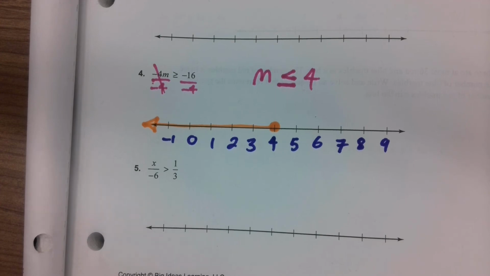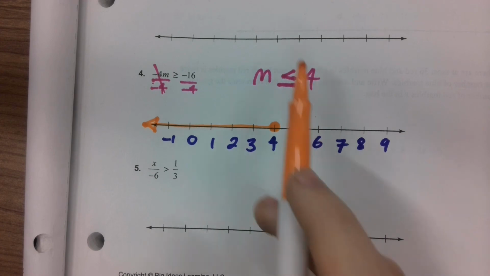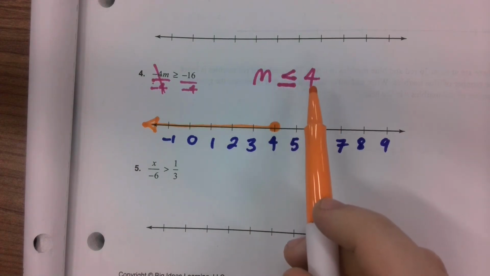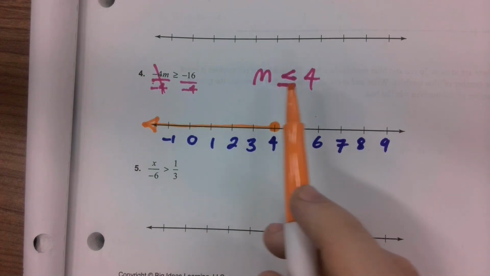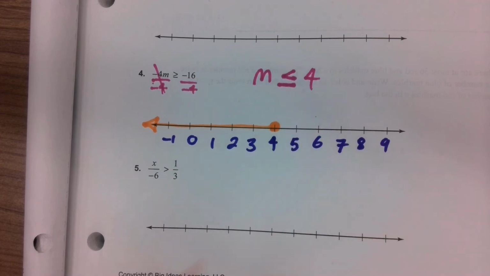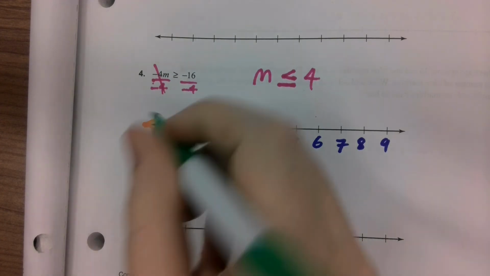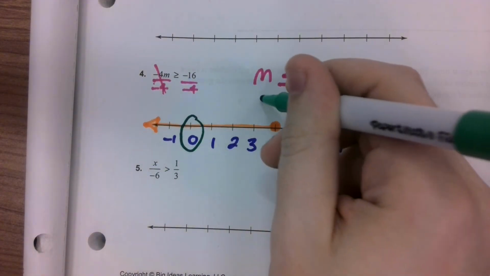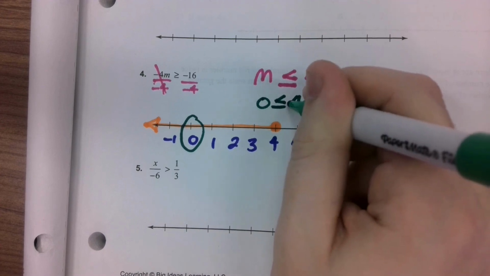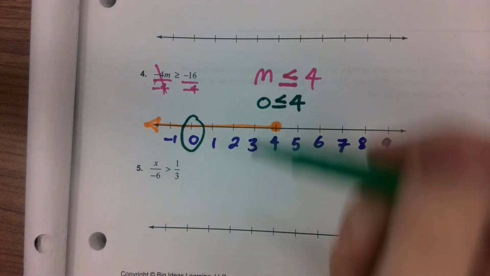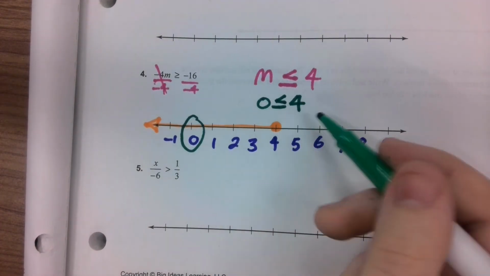With this one, again, your number line should be facing from least to greatest. Our endpoint is at 4, and it's a closed circle because we have a less than or equal to symbol. And our arrow is pointing in this direction because if we test out any of the numbers in this direction, let's say 0, the inequality becomes true. 0 is less than or equal to 4, so the arrow has to go through that test point, 0.